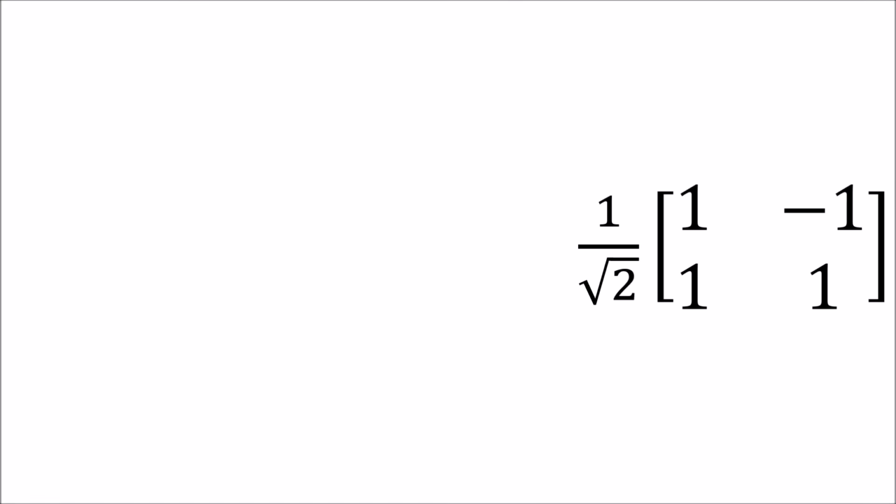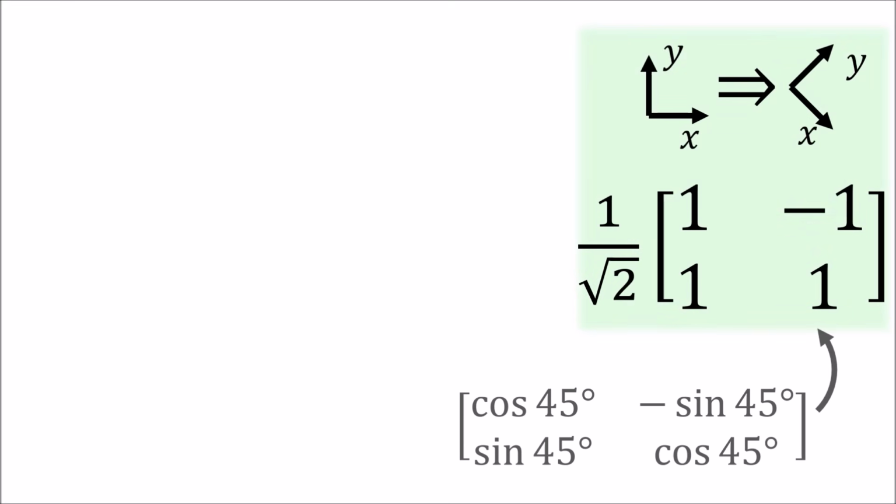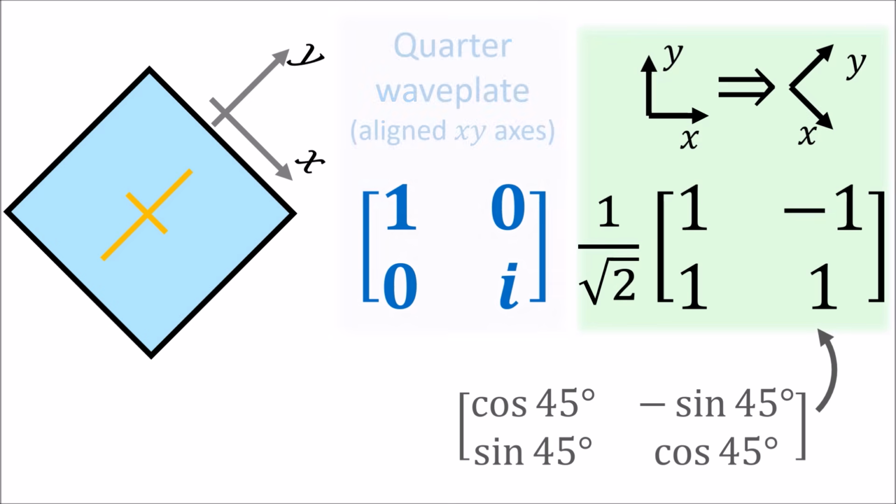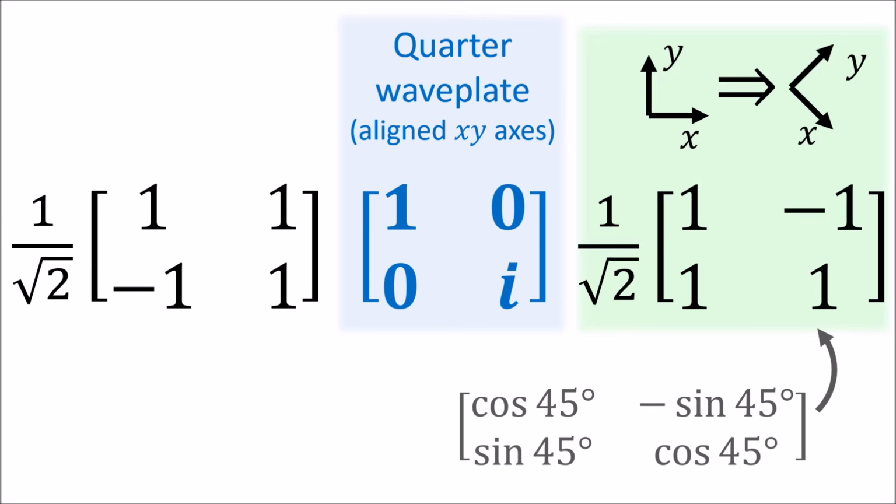You can think of this new matrix as a combination of three matrices. The first matrix will rotate our coordinates 45 degrees, so that our coordinate system is now aligned with the main directions of the waveplate. Then we apply the original quarter waveplate matrix we saw in our previous example. Then we rotate our coordinate system back by 45 degrees in the opposite direction.